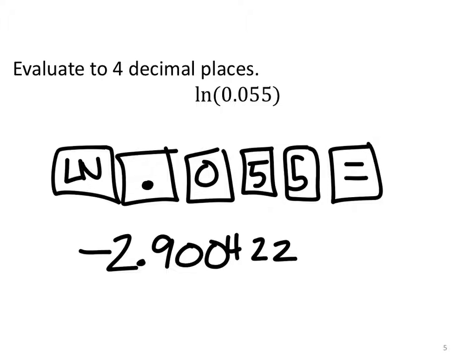So once again, we want this to 4 decimal places. So my 4th decimal place is the 4. The next decimal place is a 2, which means that 4 will just stay a 4. Negative 2.9044.